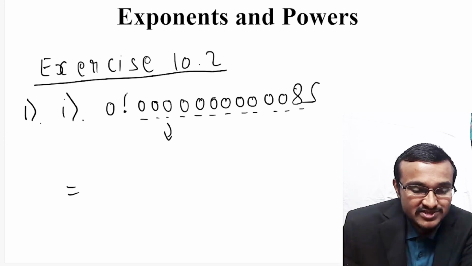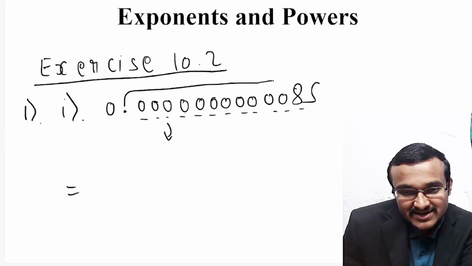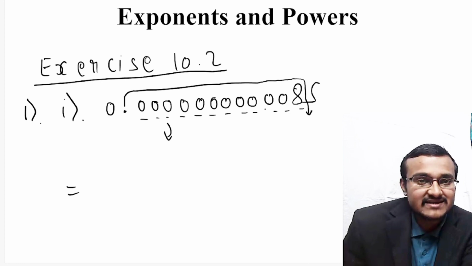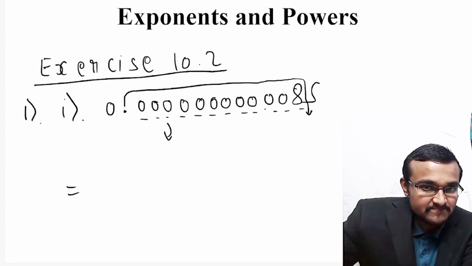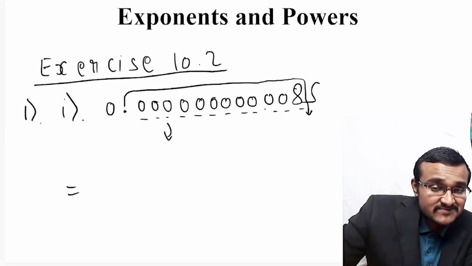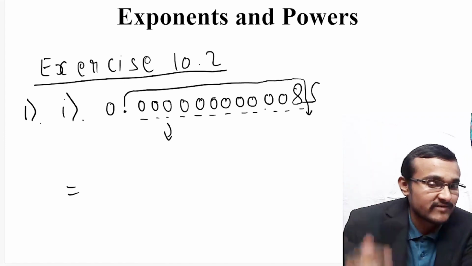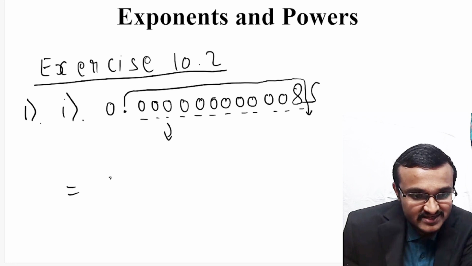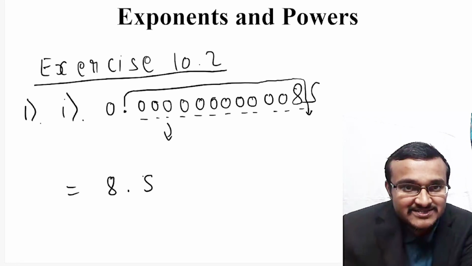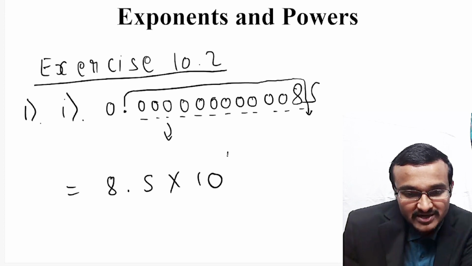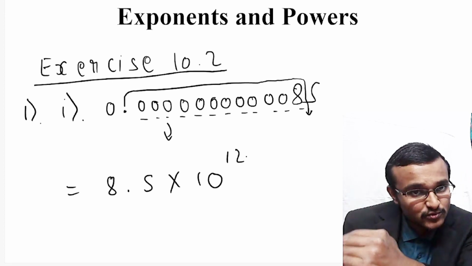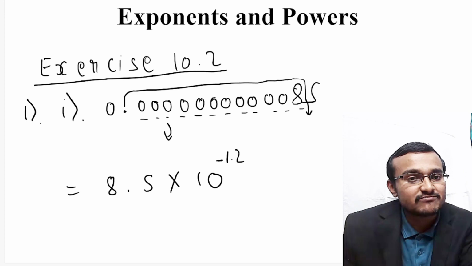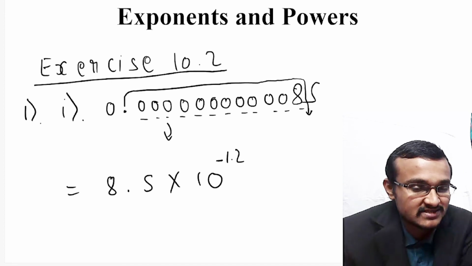I actually told you, when you move the decimal point to the right hand side, after however many digits you are moving the decimal point, that many times you should raise the power of 10. And when you are moving the decimal point to the right hand side, you should put a negative value for that power. So here 11 zeros are there, and after 8 you are putting the decimal point, so it becomes 8.5. That means after 12 digits you are moving the decimal point. So this should be multiplied with 10 power 12. Here you are moving to the right hand side, so it will become minus 12. So 8.5 into 10 power minus 12 is the answer for the first question.